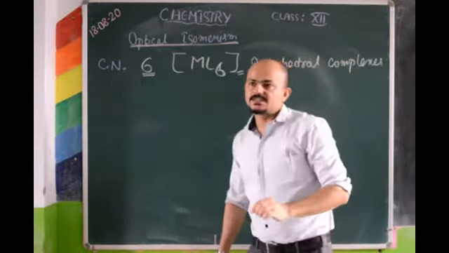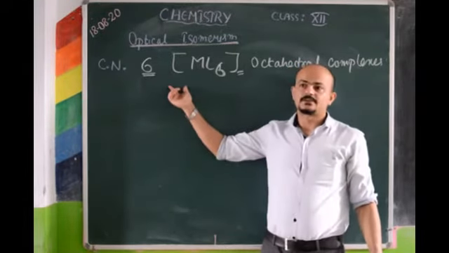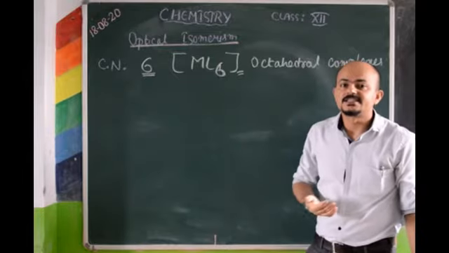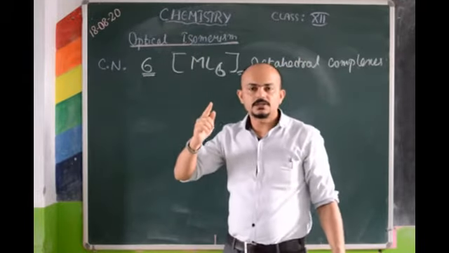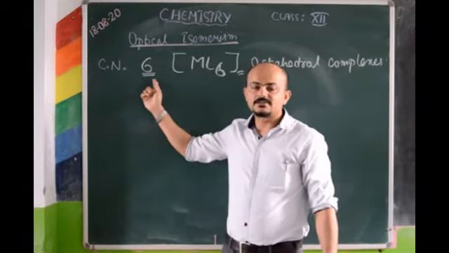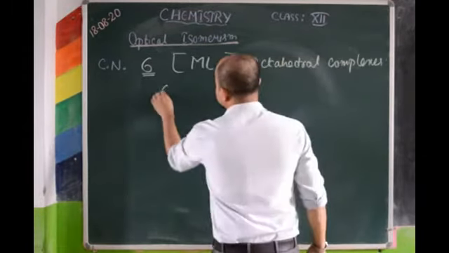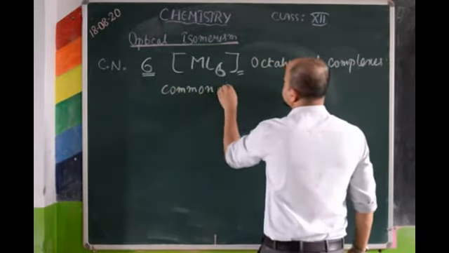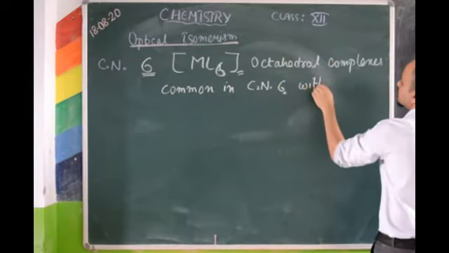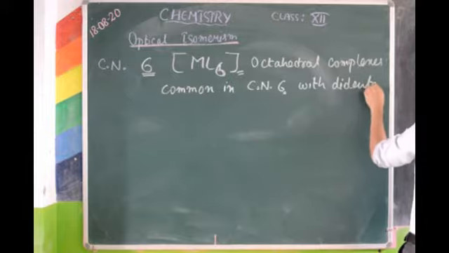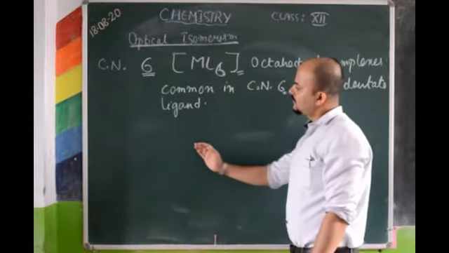Now, these octahedral complexes show optical isomerism if one of the ligands is a di-dentate ligand. So optical isomerism is possible in compounds having coordination number 6, that is octahedral complexes, if they have a di-dentate ligand. It is common in complexes with coordination number 6 with di-dentate ligands. So now let's discuss these types of isomerism.